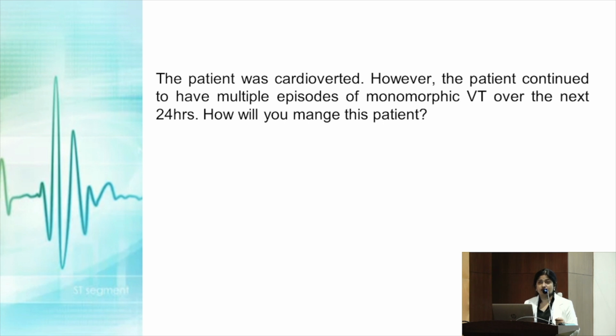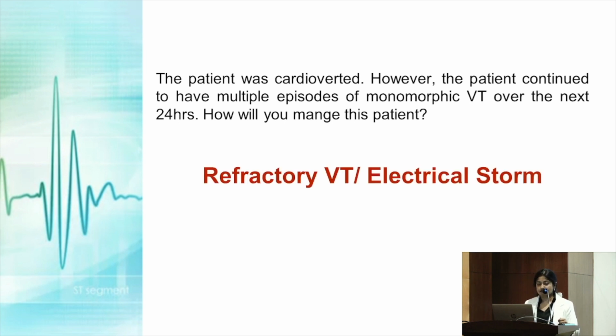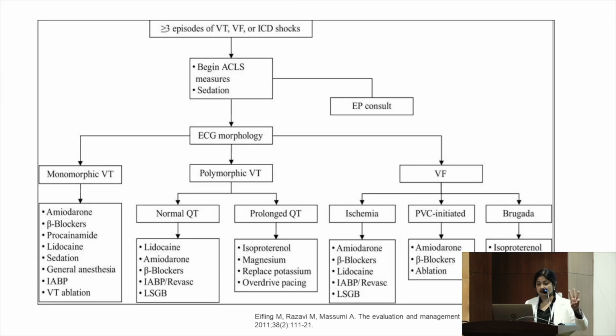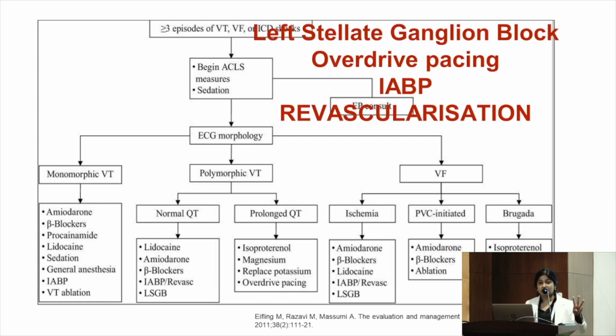So the patient which we saw in the last ECG was cardioverted and there was response. But again after this, the patient had multiple episodes of monomorphic VT over the whole day. What is the situation? How will you manage it? Refractory VT or electrical storm. When there are more than 3 episodes of ventricular tachycardia in a day, label it as refractory VT. Treat it as electrical storm. Management, same, antiarrhythmics, lignocaine other than amiodarone. Other non-medical management: left stellate ganglion block, overdrive pacing, IABP, revascularization, or mechanical support device.